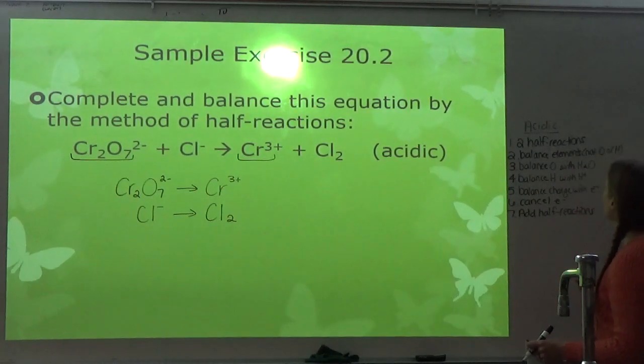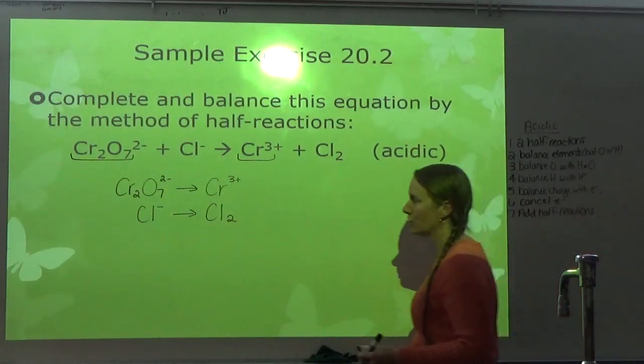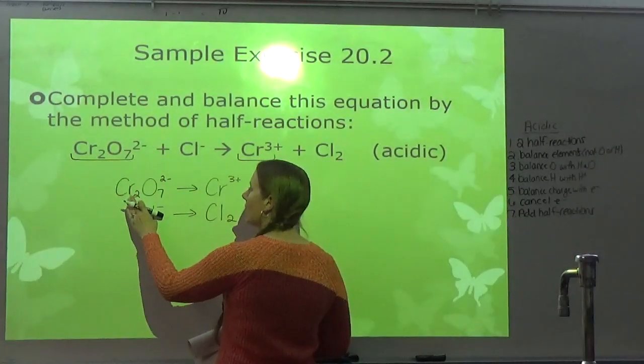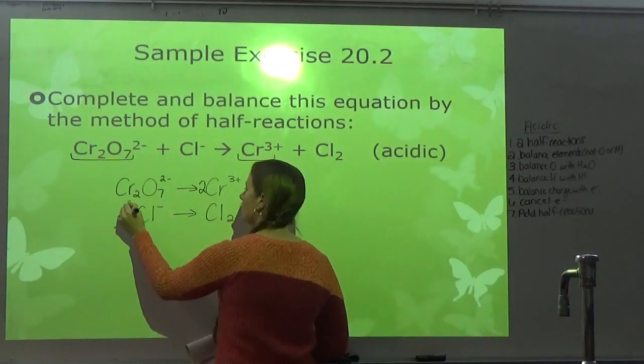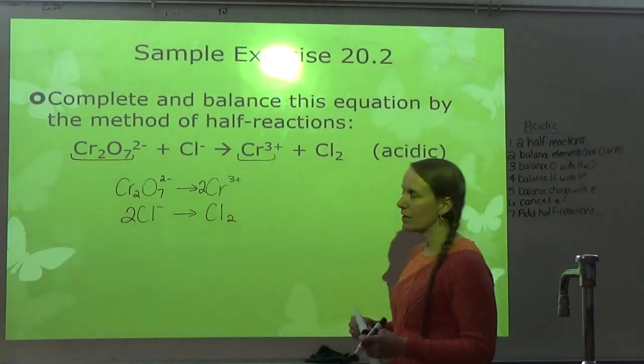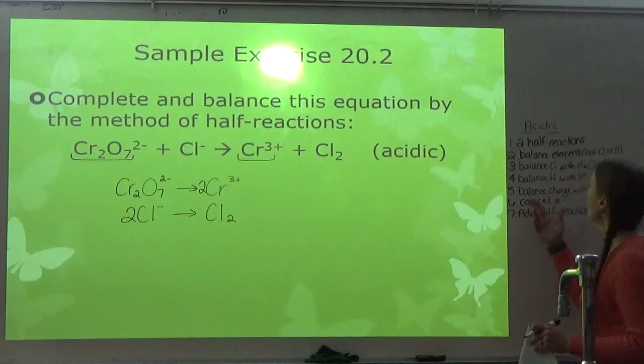Next, balance elements that are not O or H. Here I have a Cr, I have two of them, so I'm going to put a 2 here. Here I have two Cls, so I'm going to put a 2 here. Okay, so we made it through step 2.